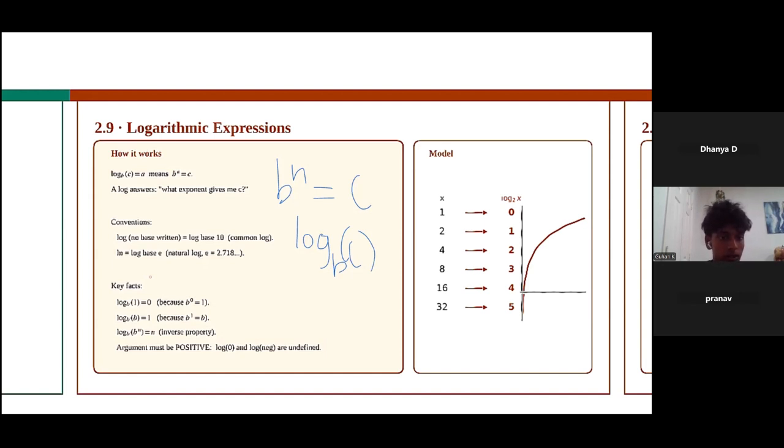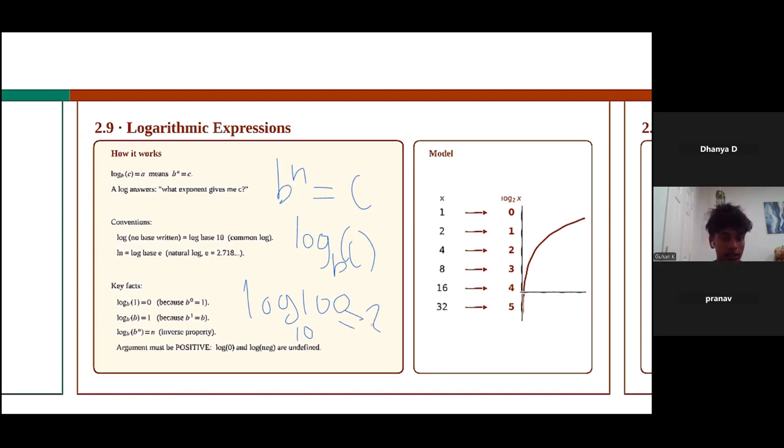Log base 10, this is just the common log. Whenever you write log of, let's say, 100, and you don't write any base, the base is just going to be 10. And with logs, how it works is the base to the power of what equals the actual argument. So 10 to the power of 2 equals 100. So log base 10 of 100 equals 2.